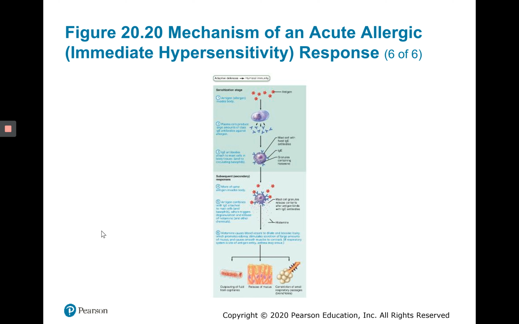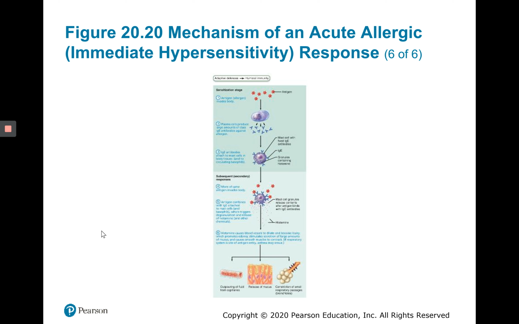Here in figure 20.20, we're looking at the mechanism of an acute allergic reaction, which is an example of an immediate hypersensitivity. So in step 1, we would have the sensitization step wherein an allergen would come into contact with a plasma cell, which would produce antibodies. Those antibodies tend to be IgE, and those IgE antibodies would attach themselves to a mast cell. Then the next time that someone comes into contact with that allergen, it wouldn't cause the production of antibodies. Instead, that antigen would bind to the antibodies that have attached themselves to this particular mast cell or basophil. And when they bind to that mast cell or basophil, that would cause a release of histamine.